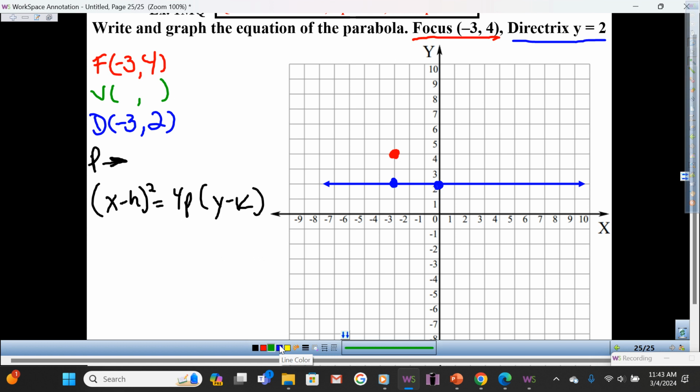Vertex. Maya, the vertex? (-3, 3). Hands up, have you got that? That is correct. Write it in there. Okay. So with that said, show your neighbor your parabola. See where it's opening to. Where is it opening to?